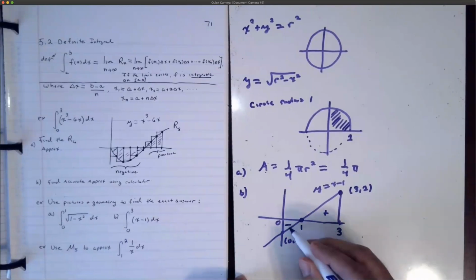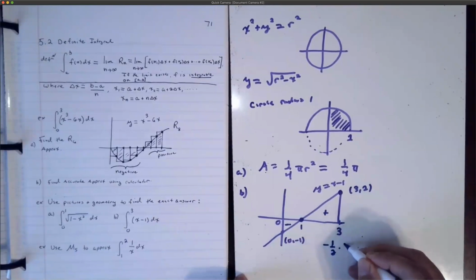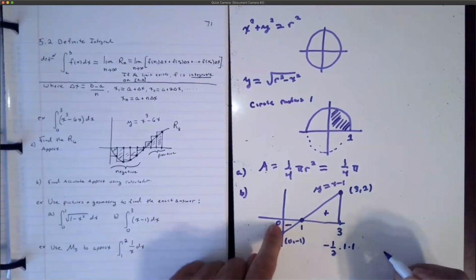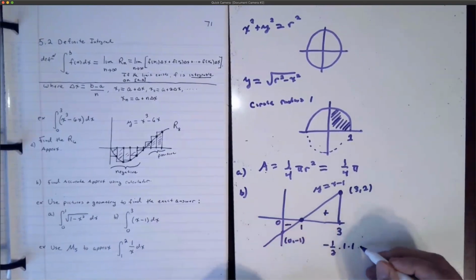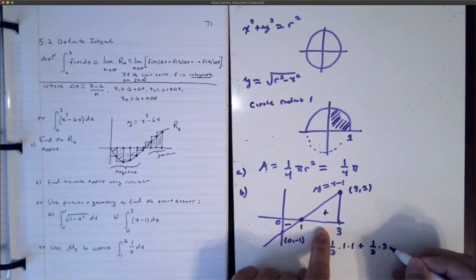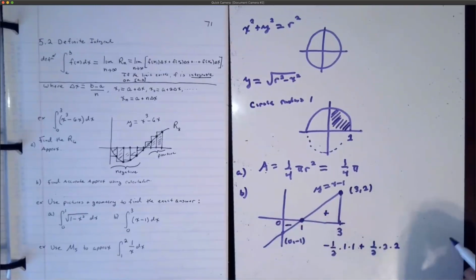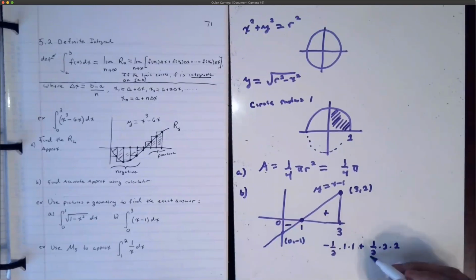We know the area of that little triangle would be negative 1/2 the base times the height, negative because it's below the x-axis, plus the base of this triangle would be 2, so 1/2 the base times the height, which is 2. So one of these 2's cancel, and we get 2 minus 1/2, 3/2.